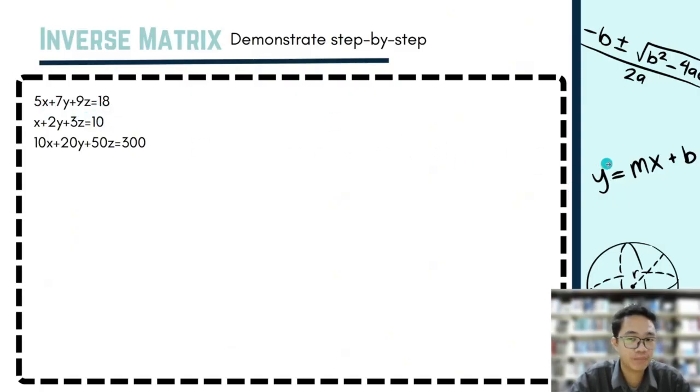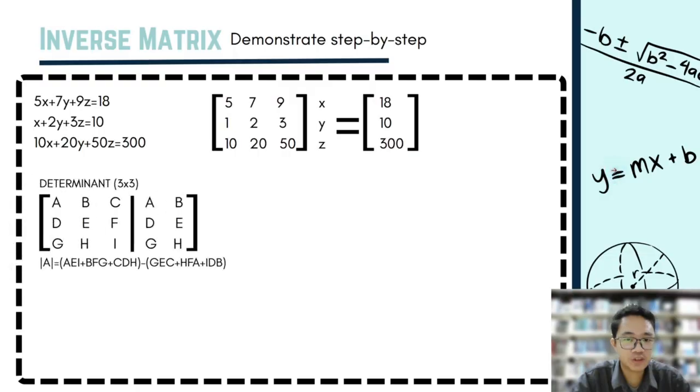So we're going to do the augmented matrix for this one. So you will get 579 and so on for this. And then the second step is to find the determinant for this matrix A. So this is the formula for that one.